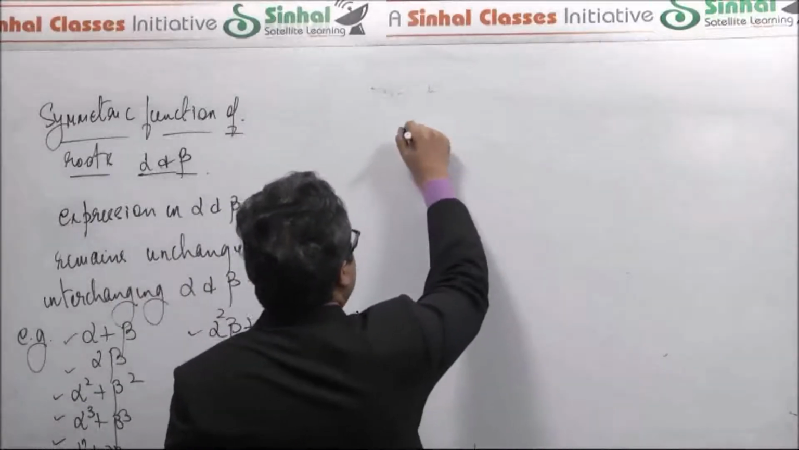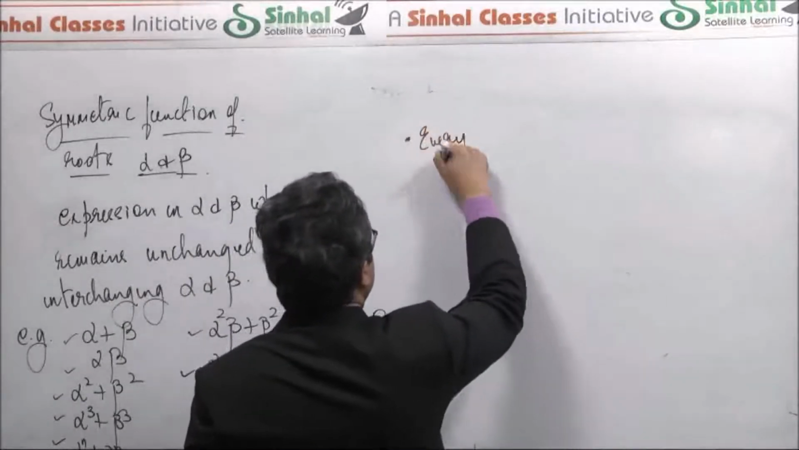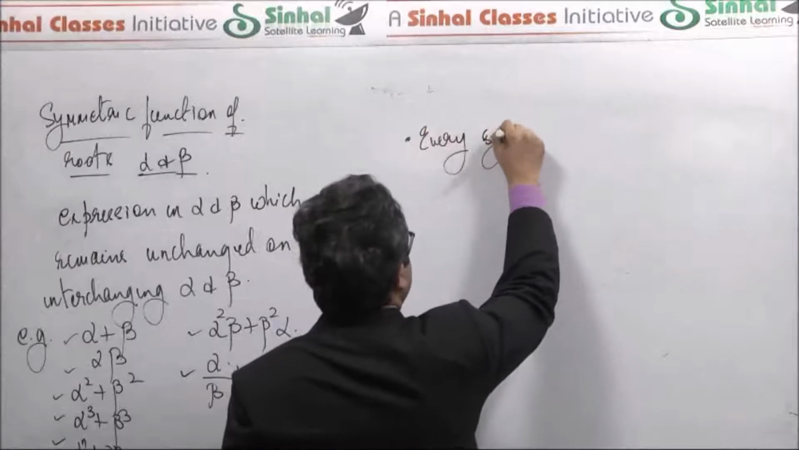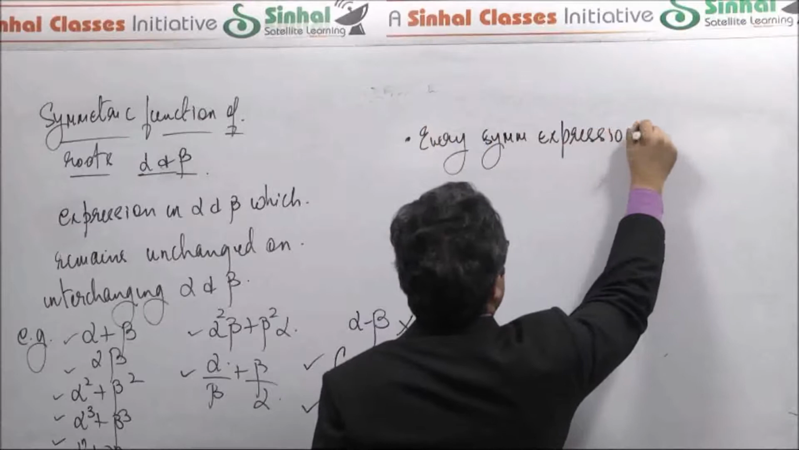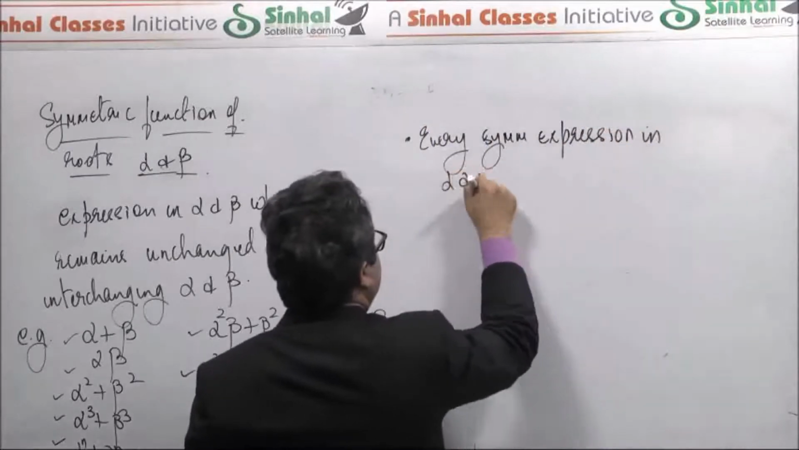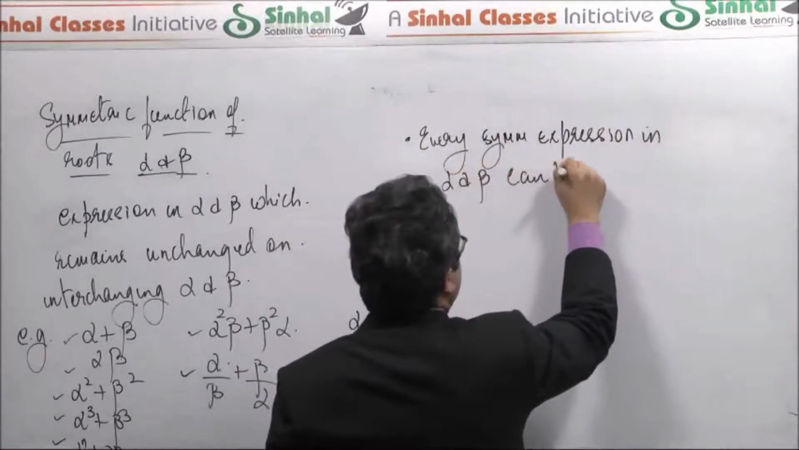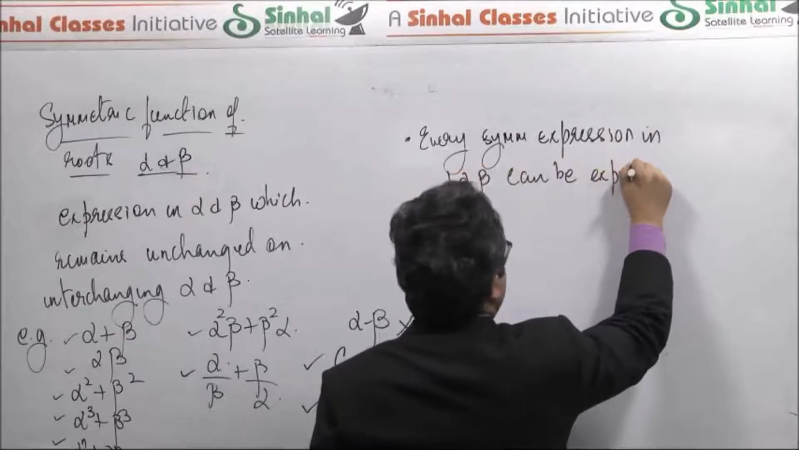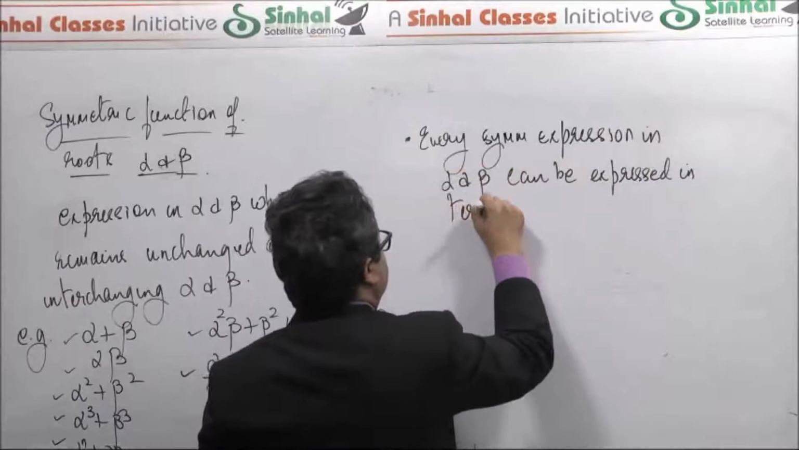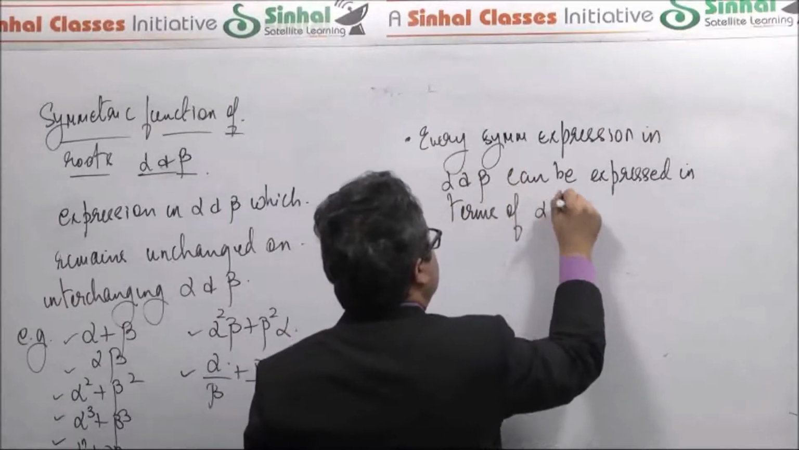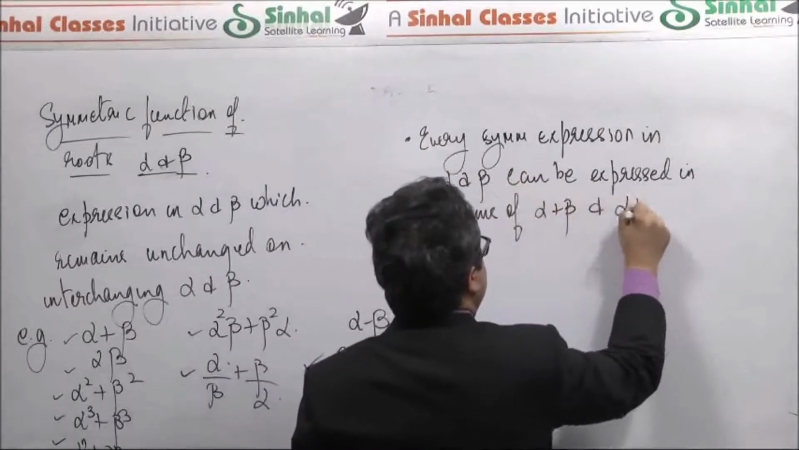So every symmetric expression in alpha and beta can be expressed in terms of alpha plus beta and alpha into beta.